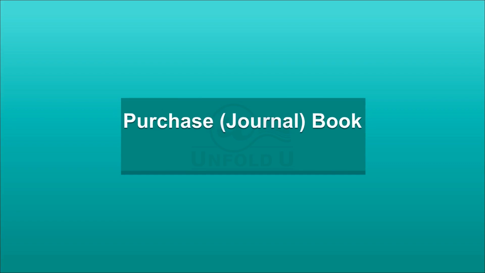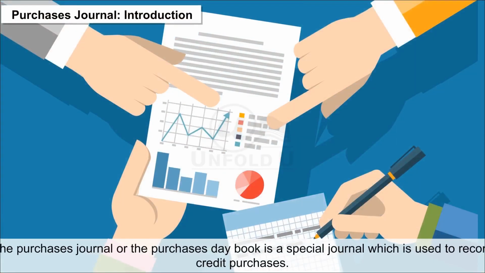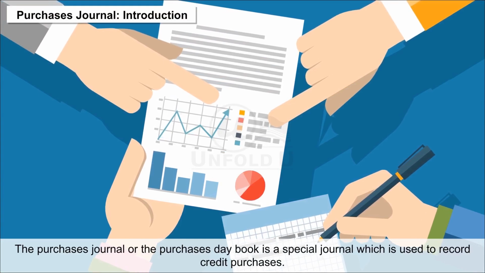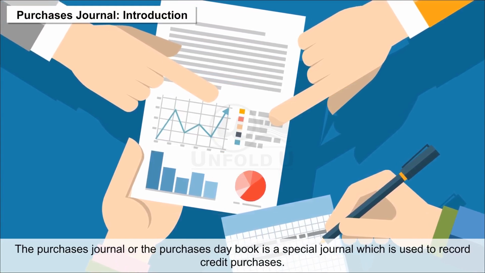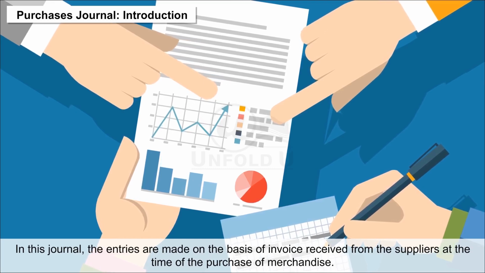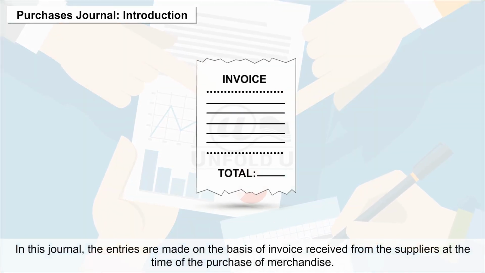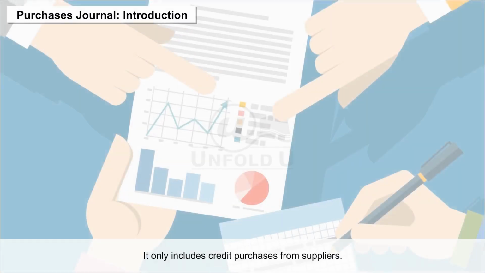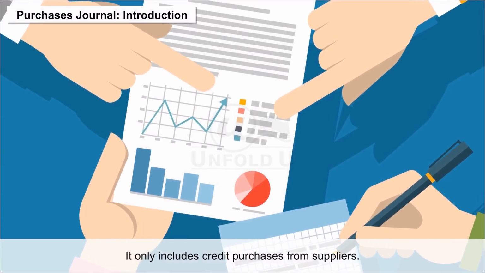Purchase Journal Book. The Purchases Journal or the Purchases Day Book is a special journal which is used to record credit purchases. In this journal, the entries are made on the basis of invoice received from the suppliers at the time of purchase of merchandise. It only includes credit purchases from suppliers.